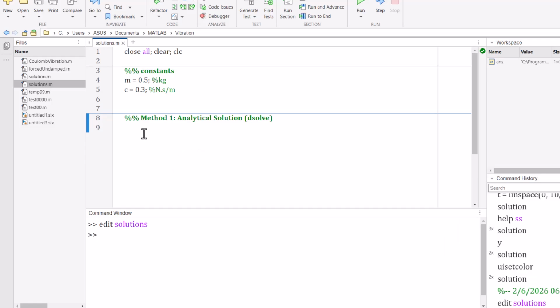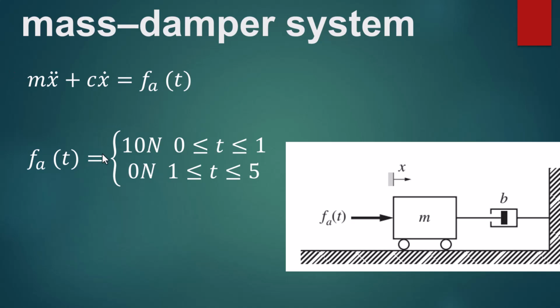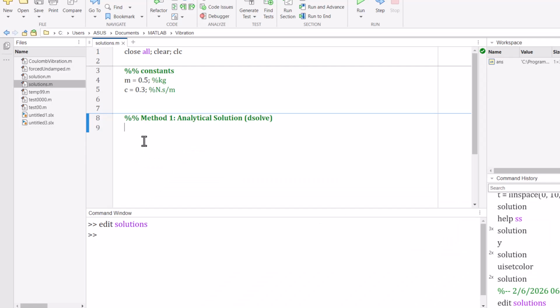But there is a trick that allows me to find an analytical solution, and that is I can decompose the function into 2 subfunctions. As here, the function has been decomposed into 2 subfunctions, and in each of these subfunctions, the force is constant. So I'm going to do that.